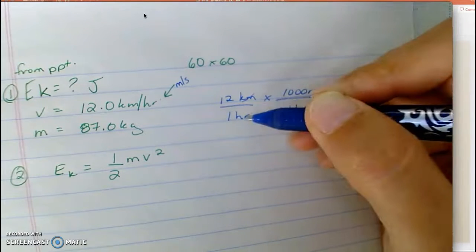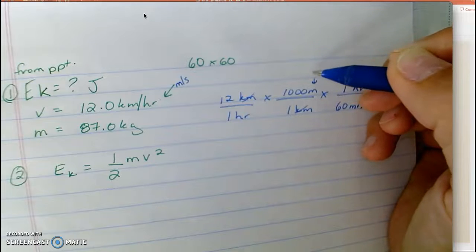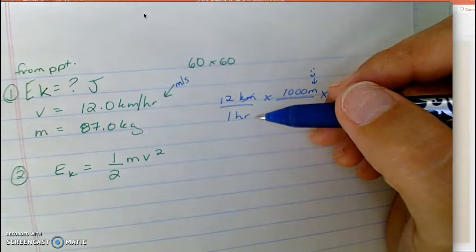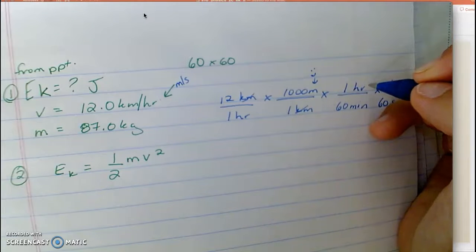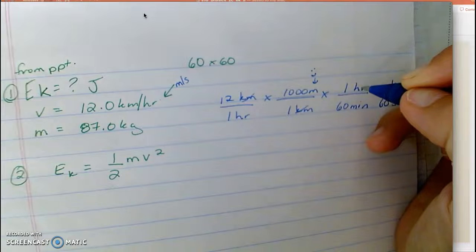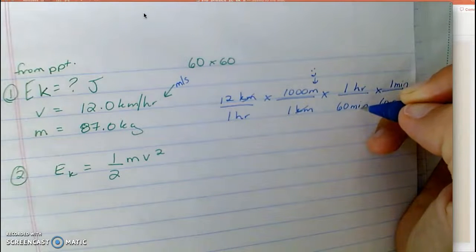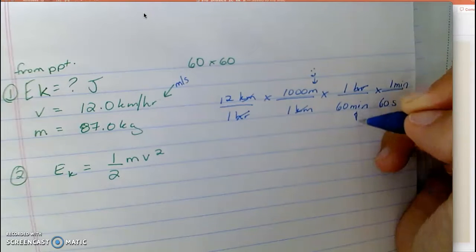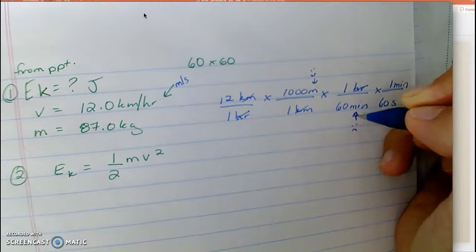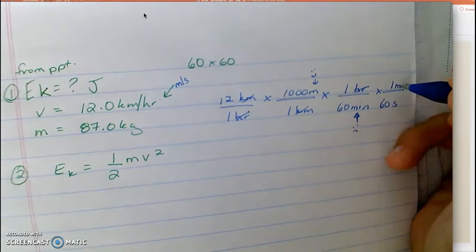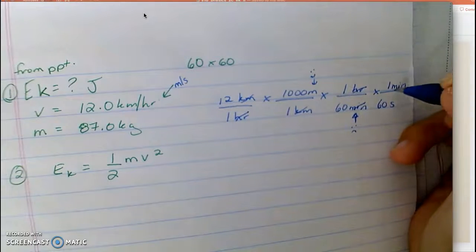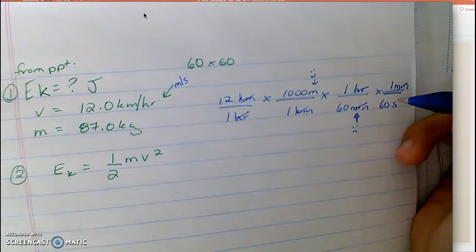Then I decided I wanted to get rid of the hours. Meters I'm happy with, yay. Now I don't want hours, I want seconds, so I put that on the top up here. And then I think, how many minutes are in an hour? 60. Then I can cancel out my hours, and I have minutes. I still don't like minutes though. I need seconds. So how many seconds are in a minute? I put a minute up here so I could cancel that out, and then I have 60.